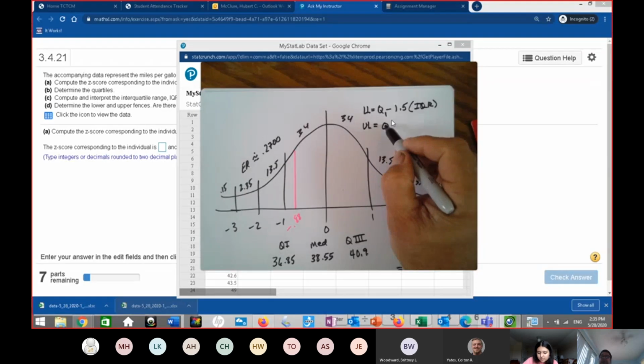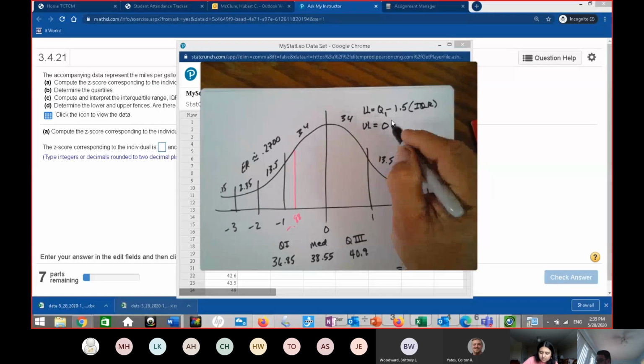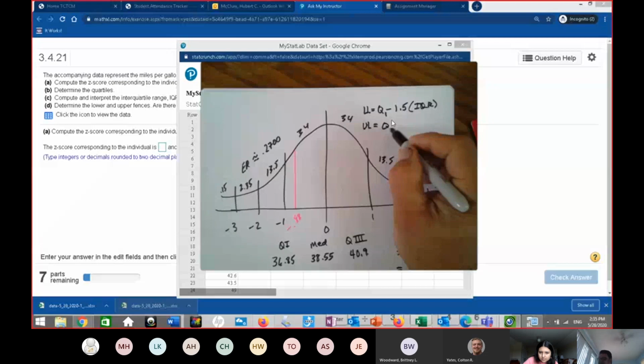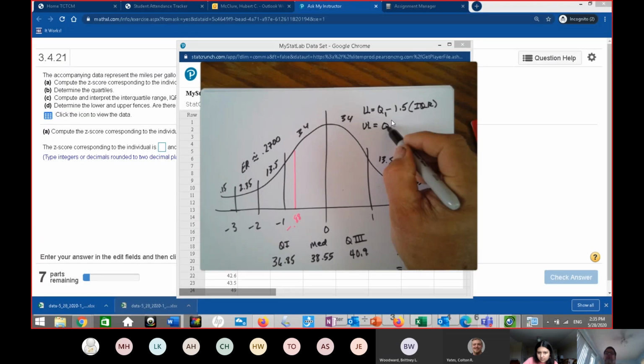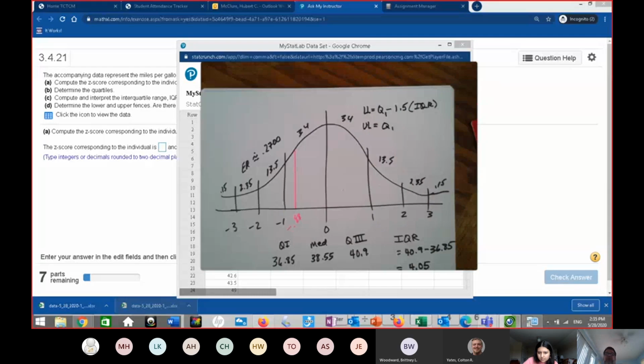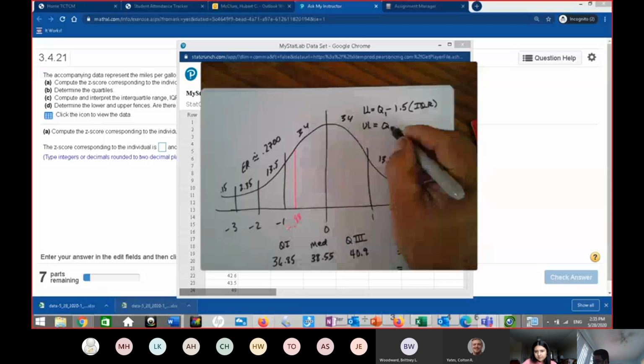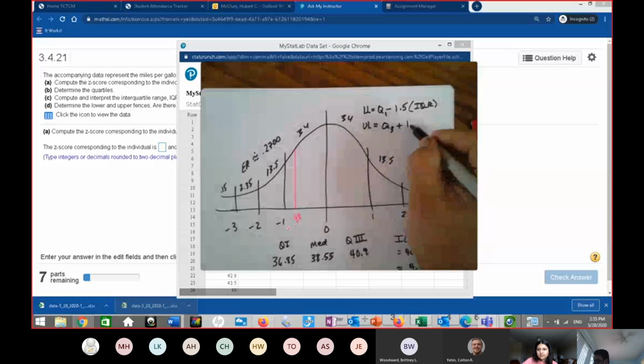I thought it was Q sub 3. Is it Q sub 1 or Q sub 3? 3. I thought it was 3, but I can't see it. Hold on, I'm pulling it up. Yes, Q sub 3. The upper limit is Q sub 3 plus 1.5 IQR.